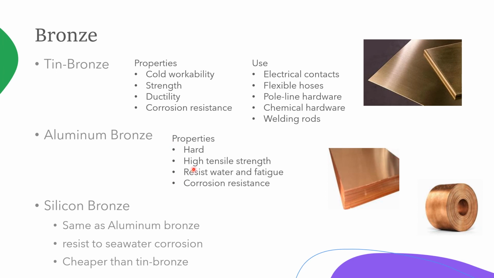Okay, the next type of bronze is aluminum bronze. So the qualities are hard, okay, high tensile strength, because they resist wear and stress, fatigue, and they are corrosion resistant. Okay, so this is your aluminum bronze. Silicon bronze here has the same properties as aluminum bronze, but one property that silicon bronze can do more than aluminum bronze is it can resist seawater, salt water corrosion. This one cannot. And cost, this guy is cheaper than tin bronze, okay?